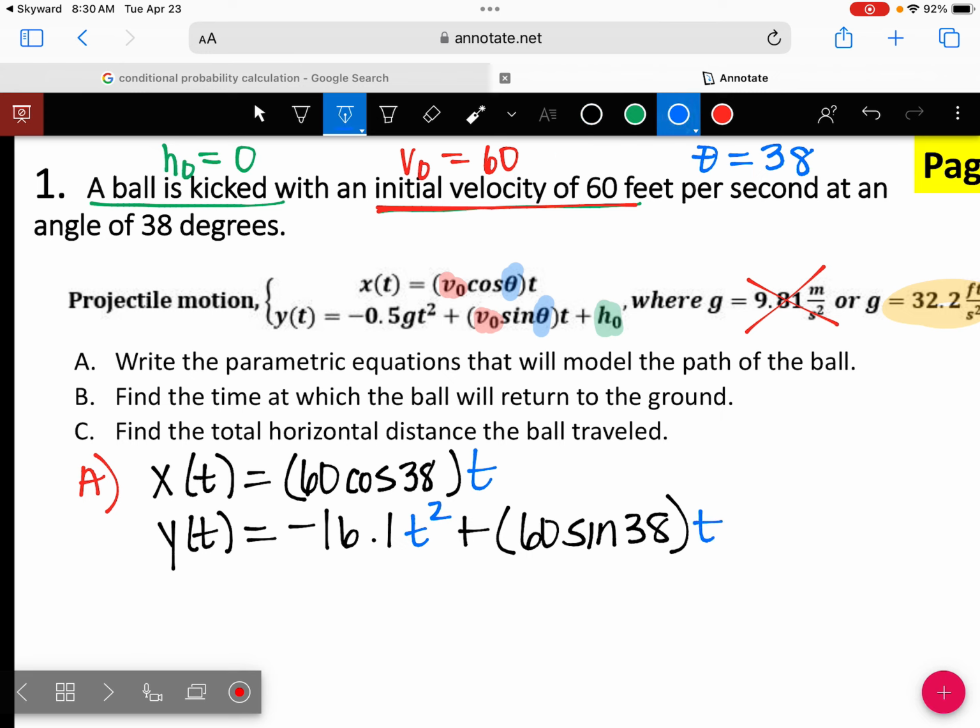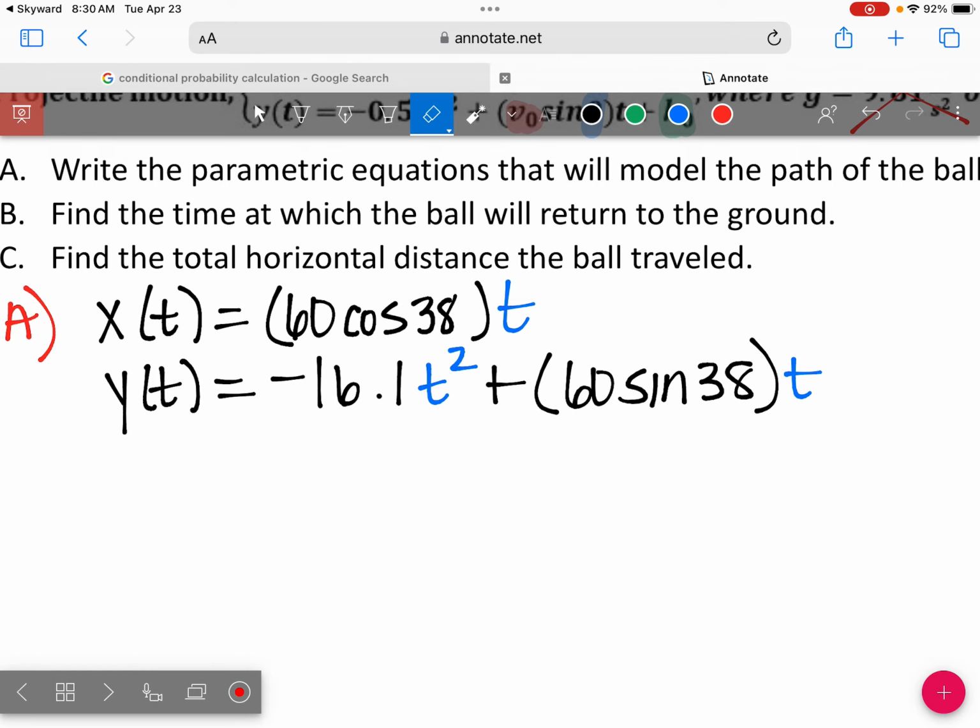t. Now, whenever my initial height is 0, I don't put the plus 0 at the end. Now, you can, though. I'm not saying it's wrong. If you want to put that plus 0, you can. But if my initial height is 0, I just leave it off. So that is my answer to part A. Part A, you're just substituting in numbers. That's all you have to do. You just need to understand the equation though, so you can substitute in the numbers.